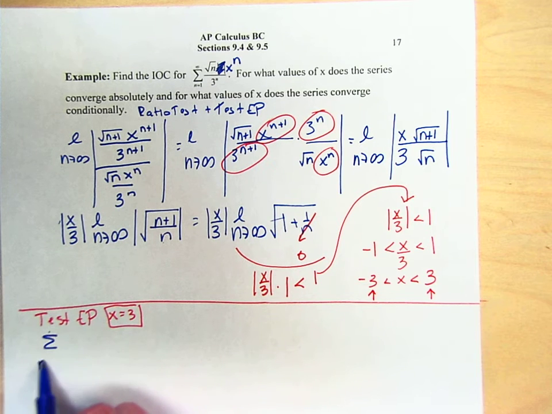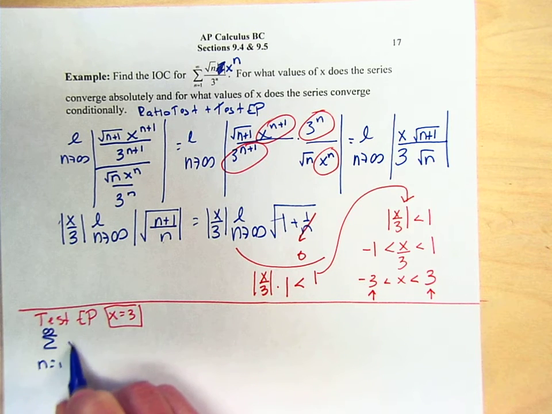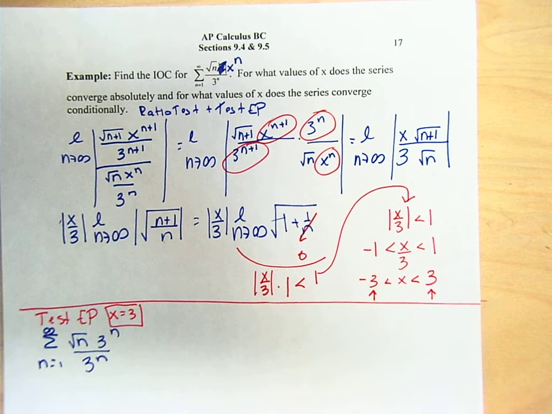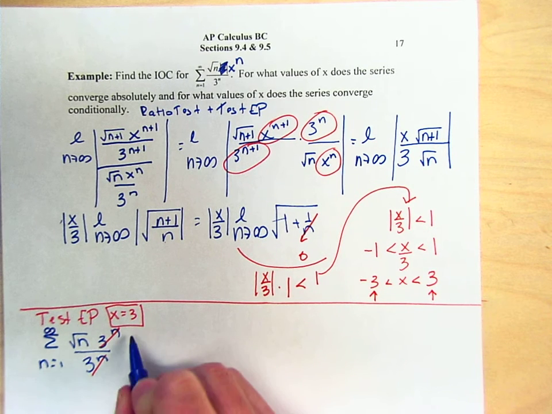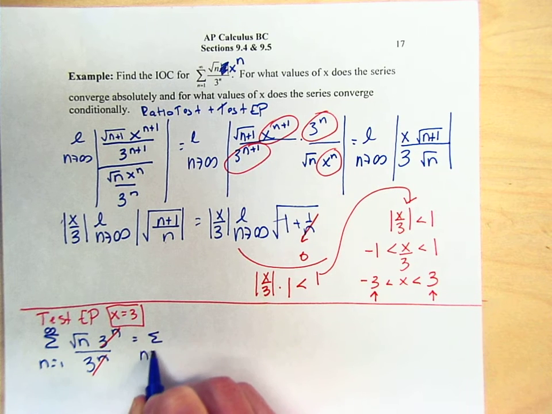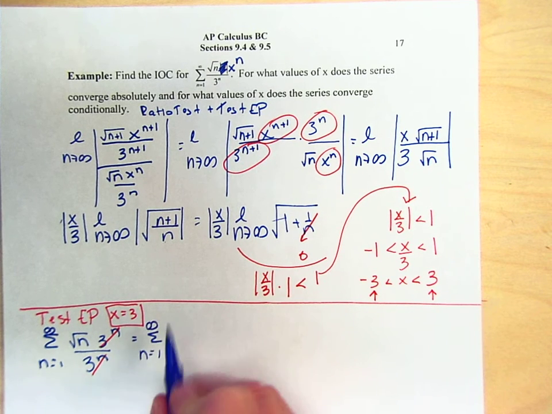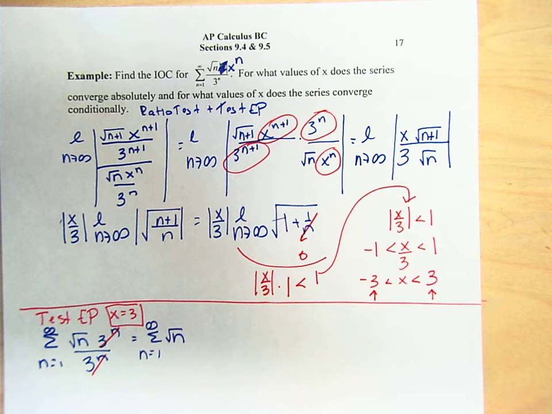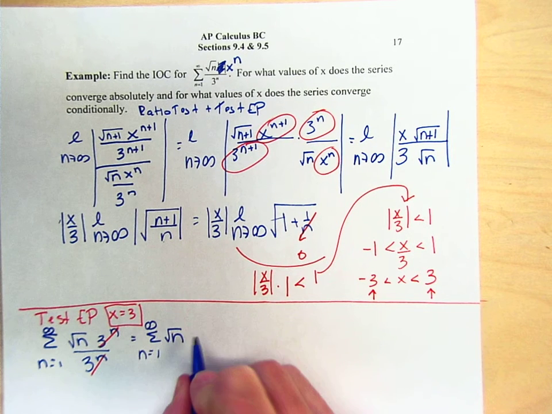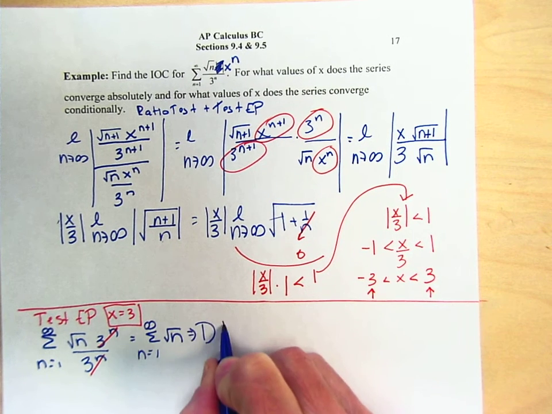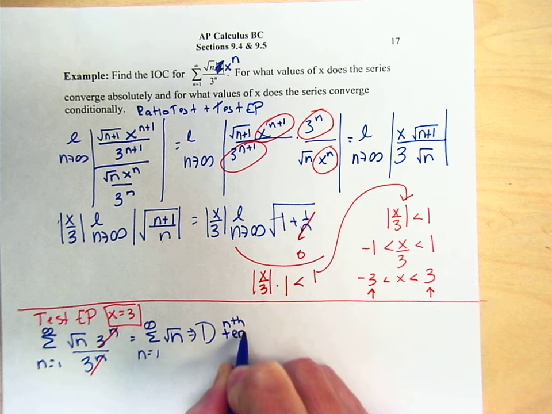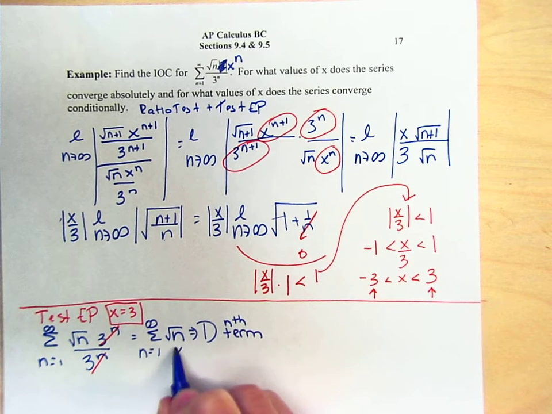So our original series would become the square root of n, 3 to the n, all over 3 to the n. So just like before, nice things happen. And we're simply looking at this series, n equals 1 to infinity, and we're left with the square root of n. So if we just consider the nth term test, this goes to infinity, so it's something other than 0, and we know that we diverge by the nth term test. So this endpoint is not included.